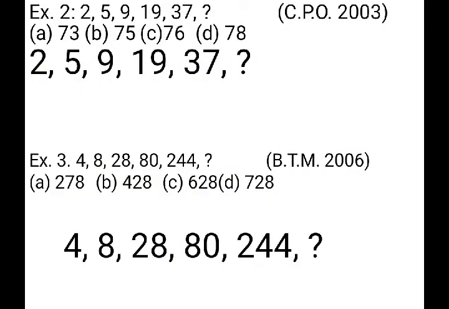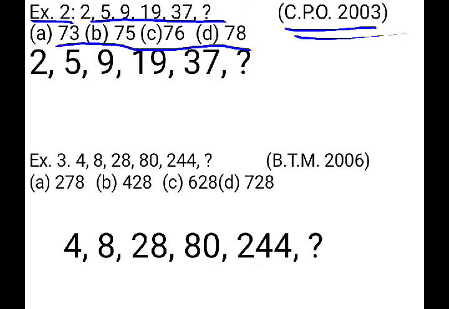Okay, now second question. Example 2: 2, 5, 9, 19, 37 and the missing term. This question was given in the CPO exam 2003. Now 73, 75, 76, 78 are the options. Okay, now we will know how to complete this series.